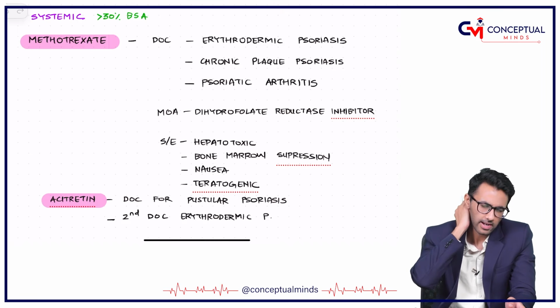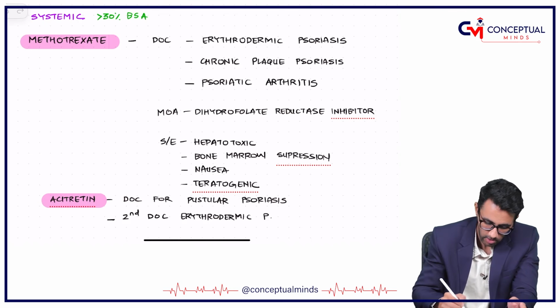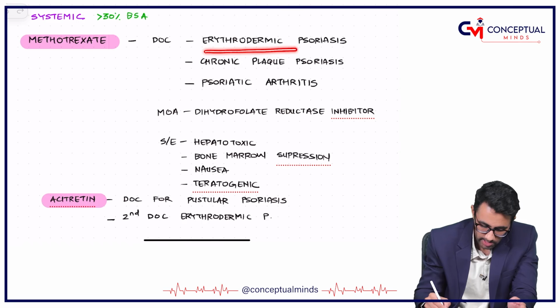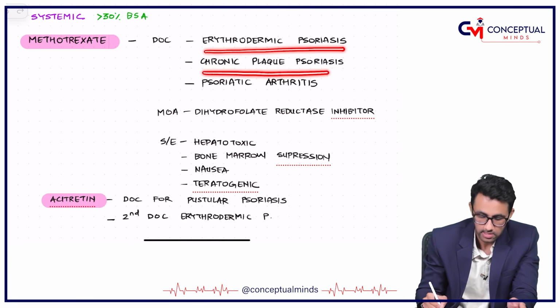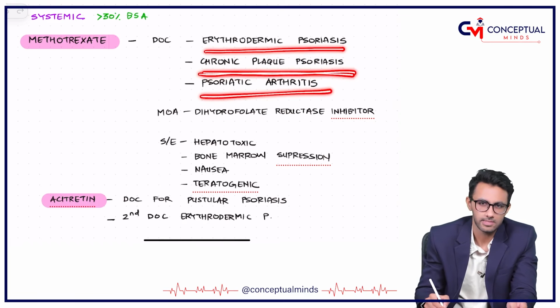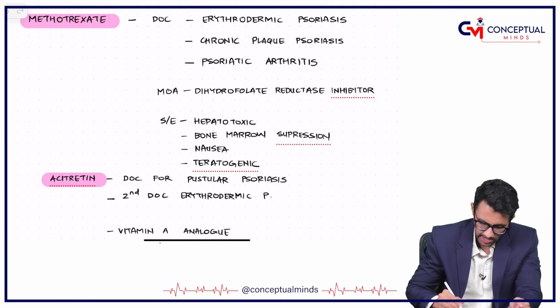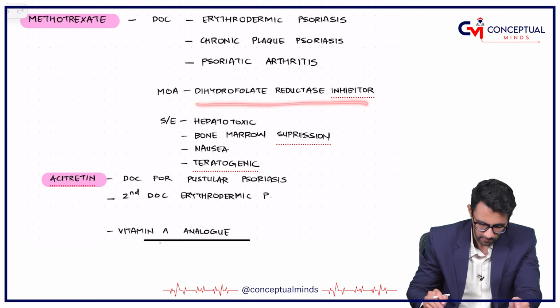Yes, we already did it before, right? Methotrexate, we use it in a lot of conditions. It is a DOC, drug of choice, for erythrodermic psoriasis, chronic plaque psoriasis, and psoriatic arthritis. In these three we use methotrexate. The mechanism of action of methotrexate is dihydrofolate reductase inhibition.